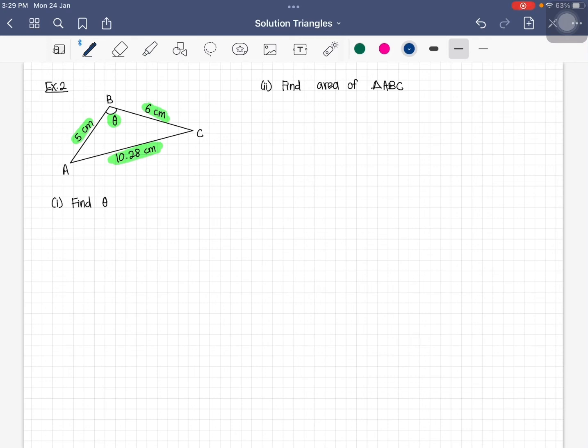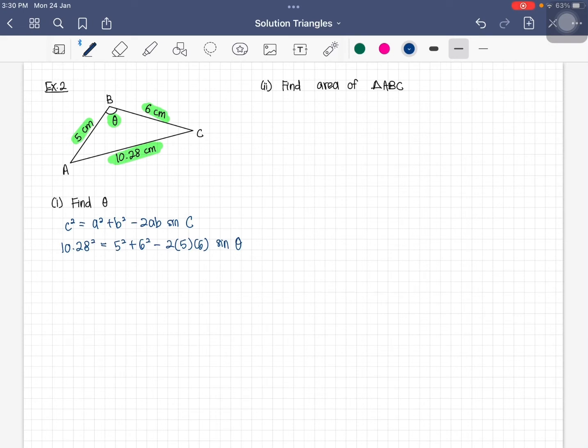In this case, we start with, for example, c squared, which is given by a squared plus b squared minus 2ab sine of c. In this case, small c is actually 10.28 squared. A and b are the lengths that include theta, therefore 5 squared plus 6 squared minus 2 times 5 times 6 sine of theta. So we are going to find theta in this case.